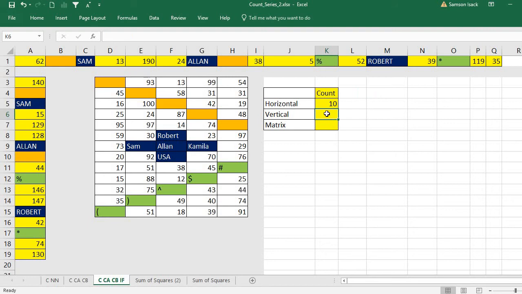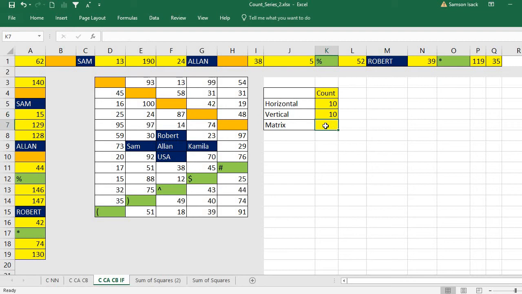Now I'll show you how to count the numerical values in the vertical list. COUNT, the vertical list range, and close, enter. You see it's 10. Let's check: there are 10 numerical values there, 1 2 3 4 5 6 7 8 9 and 10. Yes, exactly 10 values.